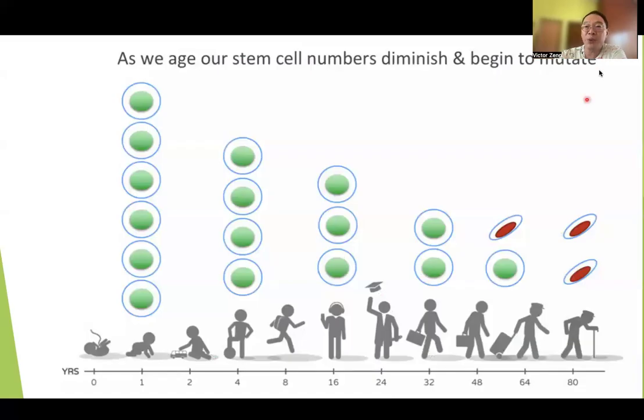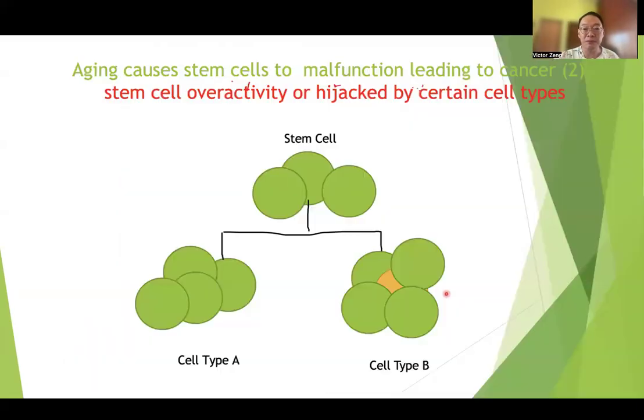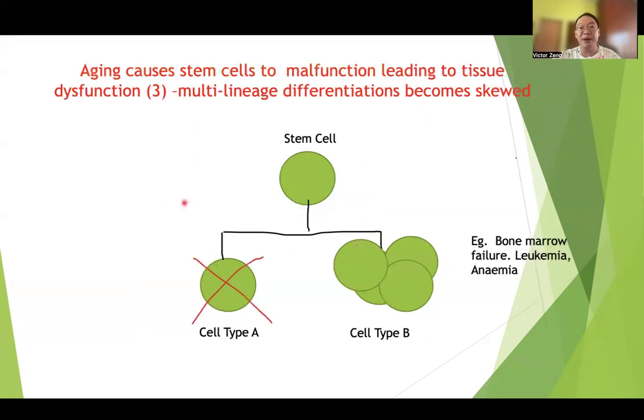As we age, our stem cell numbers diminish and begin to mutate. When you're young, your regenerative power is high, but as you get older, it gets less and the cells mutate. The red is the mutated stem cells. Aging causes stem cells to malfunction, possibly leading to cancer. Stem cells can differentiate into different types, but aging causes them to malfunction, causing tissue dysfunction, and multi-lineage differentiation becomes skewed.